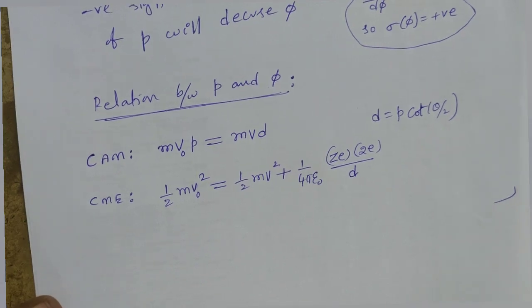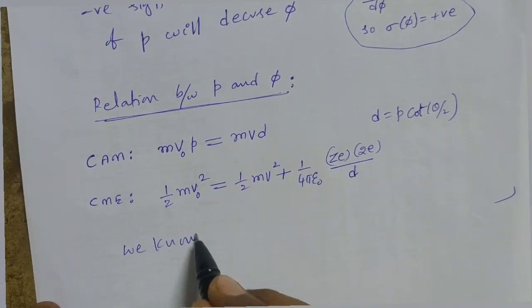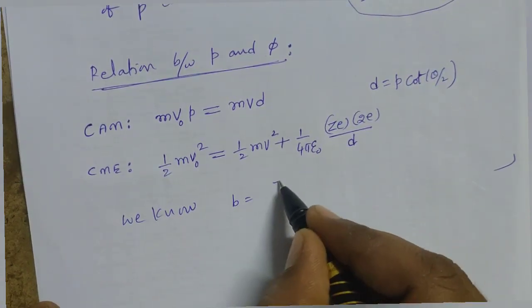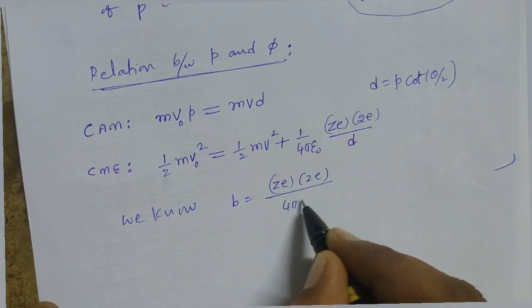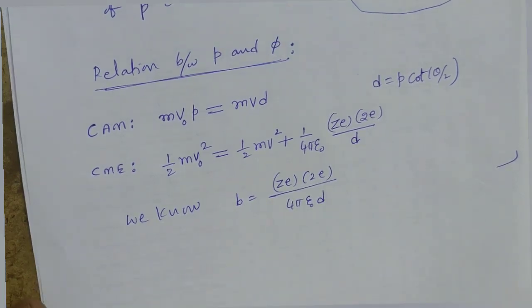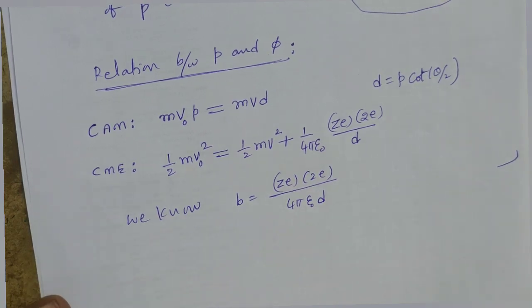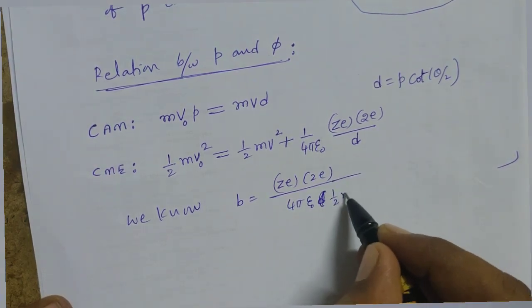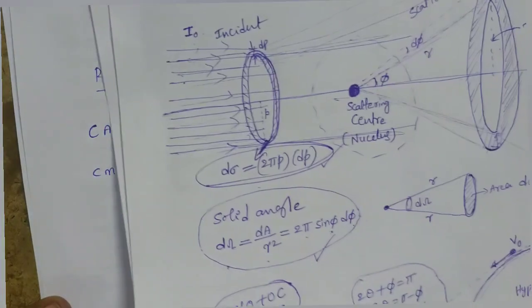So we know already, when it is a head-on type impact, that b will be equal to Ze into 2e divided by 4 pi epsilon naught d, and 4 pi epsilon naught into half m v naught square. We have already derived this in the first page itself.